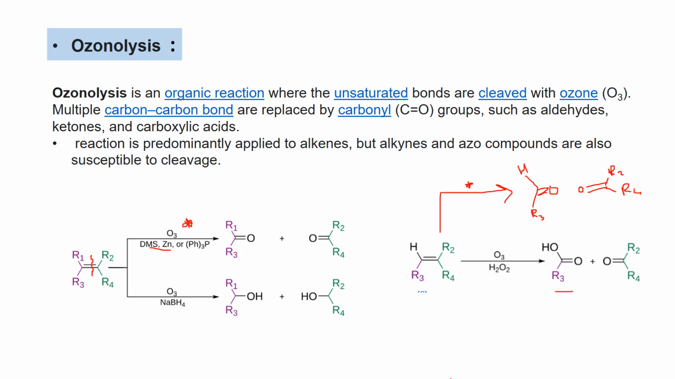Now suppose the reaction is performed in the presence of NaBH4, that is a reducing agent. What will happen? It will reduce this carbonyl system to alcohol.